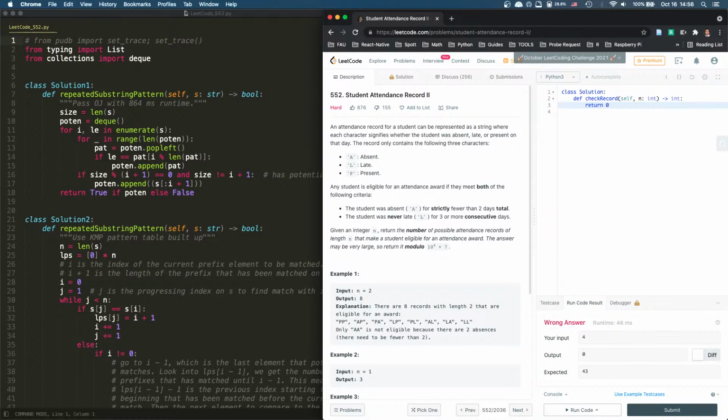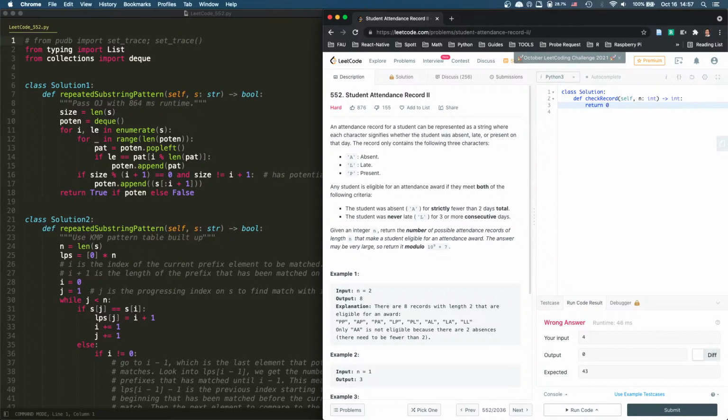Oh, 2 A's. Oh, I see. So this one has to be multiplied by the remaining. The remaining can go P, or it can go L. We did not take that into consideration. Okay, so we're going to do this again. Let's do the 3 first.